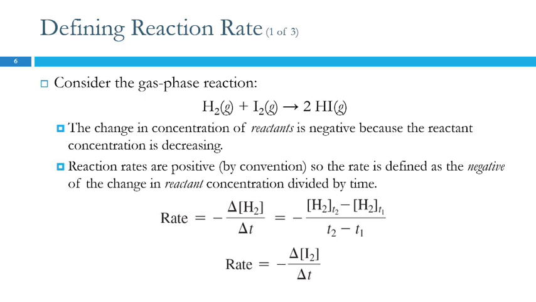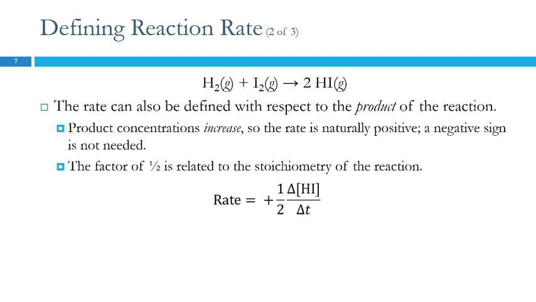Okay, so rate. We can also define the rate by looking at the change in the product of the reaction. So the product is HI, and this is going to be increasing in concentration. So the rate is naturally positive. The change in that concentration is going to be positive, so we don't need to put a negative sign there to make the rate positive.